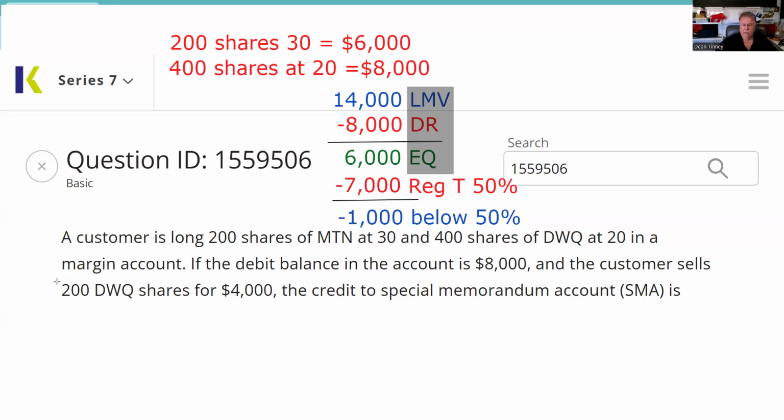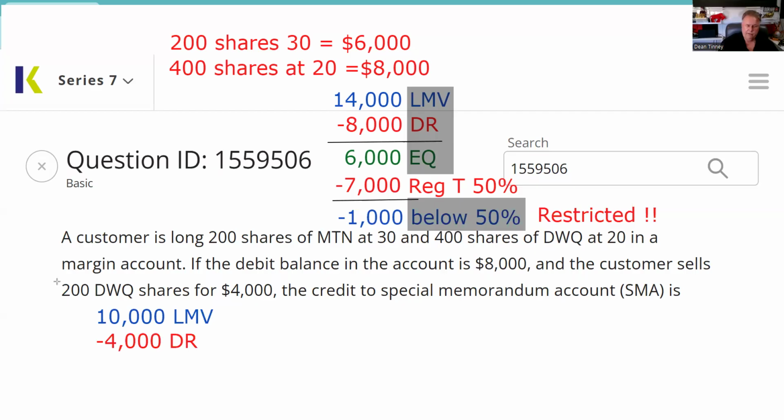So now you sold 200 shares for 4,000. So here comes our mark to market. We went from 14 to 10 because we just sold 4,000. I'm going to pay down the loan $4,000. We now have $6,000 in equity. And I bet this is where this student missed this question. And again, give yourself some grace. I think it's not a bad miss here.